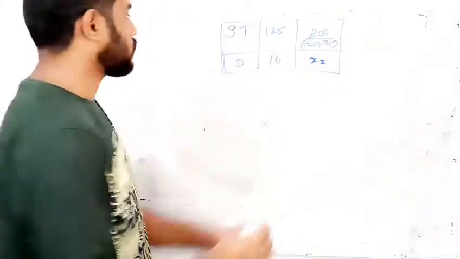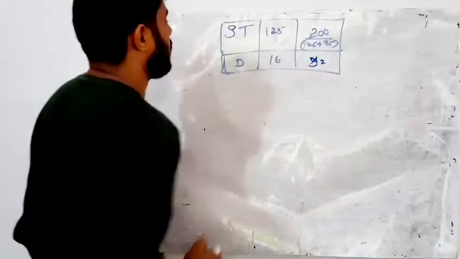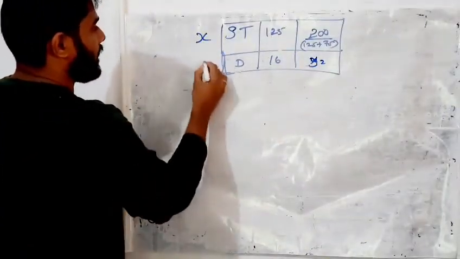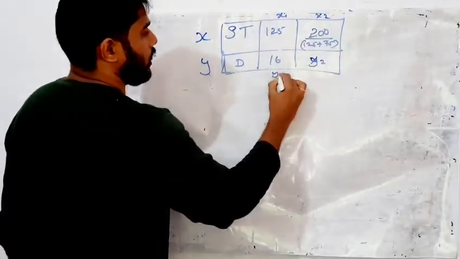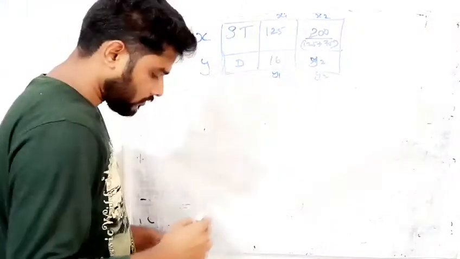That's our question. That means, sorry, y2. Okay, this is y2 we can take. So we can assume this is x and this is y. So it will become x1, this is x2, and this is y1, and this is y2.